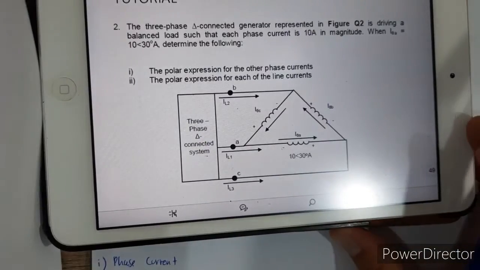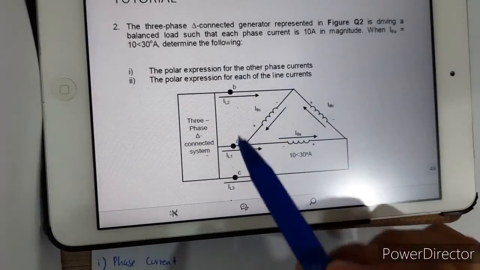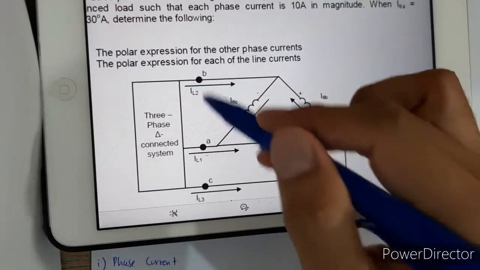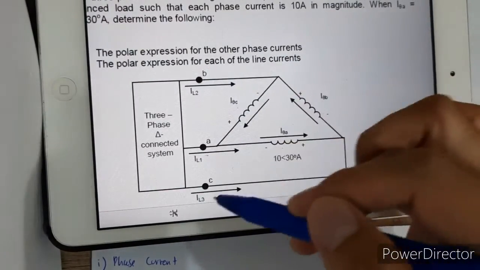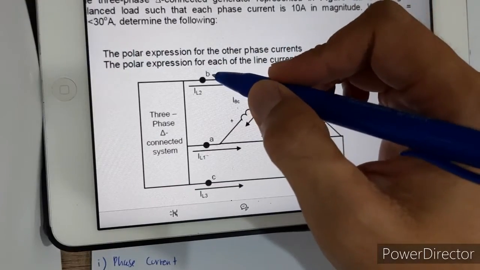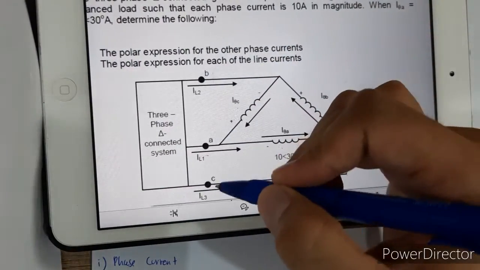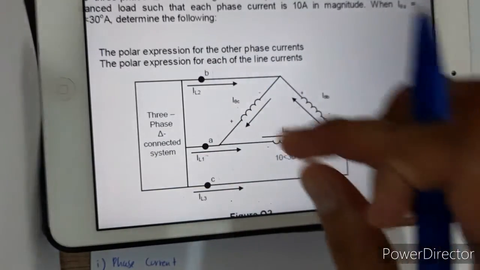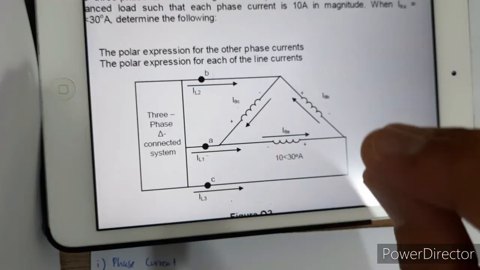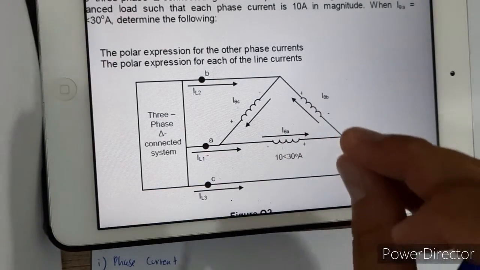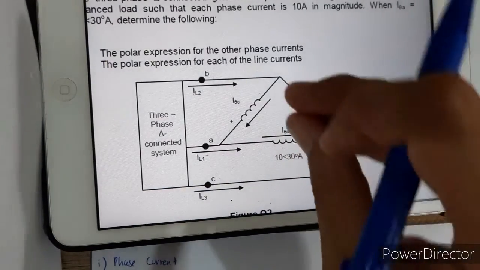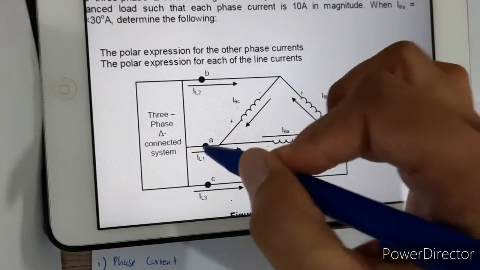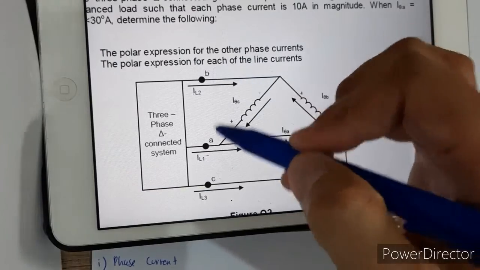So firstly I want you to change the sequence here. This sequence should be ABC or RYB. So you replace this by R, this is Y, this is B. Remember this is RYB instead of BCA. If it is BCA, it is not a positive sequence, which is not covered in your syllabus. We use positive sequence and balanced system, which should be ABC, or RYB.